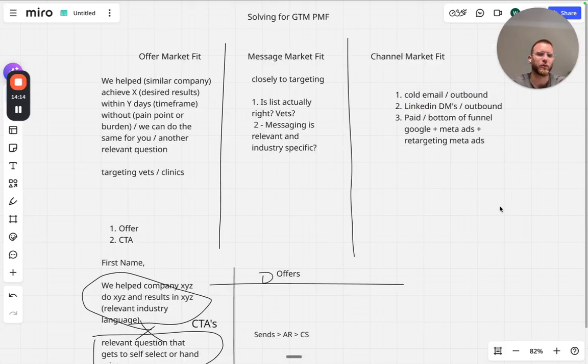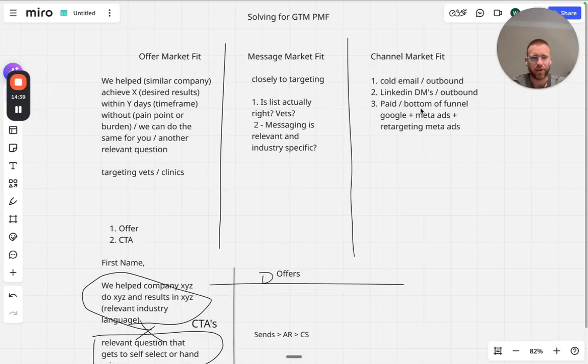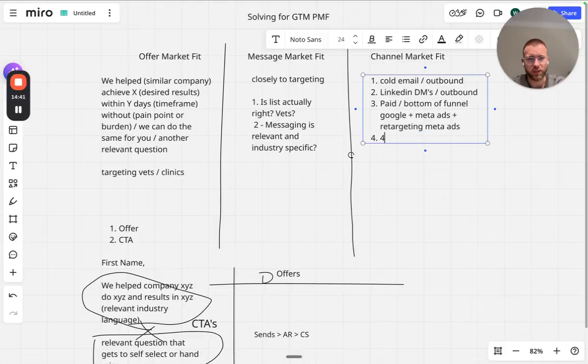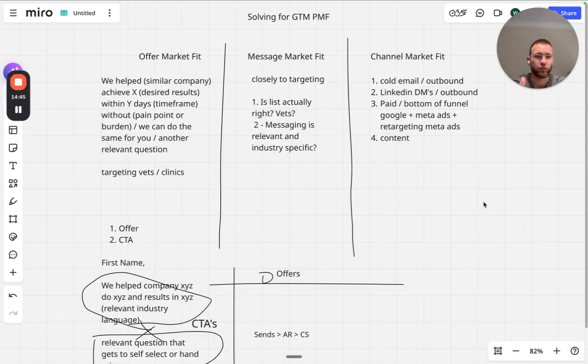Meta ads. So this is where you're taking keywords that would be bottom of funnel, people looking to already buy the solution, or they're already problem aware and they're looking for a solution. Plugging that in with retargeting ads, and then also just ads from Meta, and you can set certain things up with pixels to help with tracking and the retargeting. And then, of course, content is something that you should already be posting regardless.